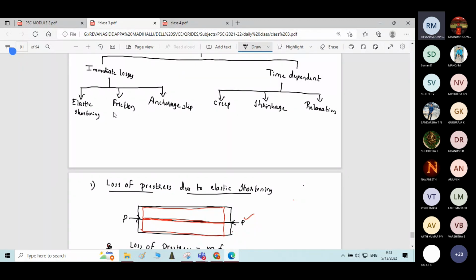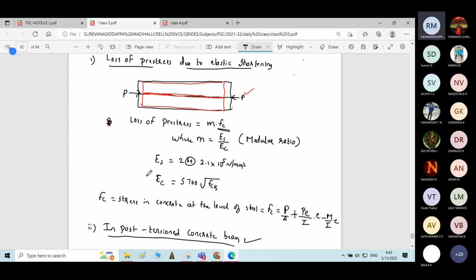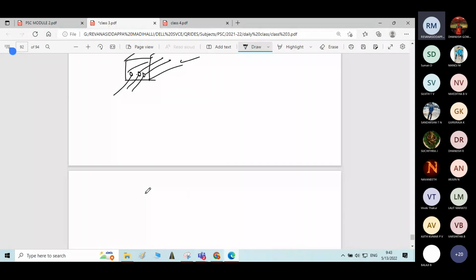Thank you. Now we will discuss the second immediate loss, that is loss due to friction. This is also one of the immediate losses that will take place in the pre-stressed concrete beam.